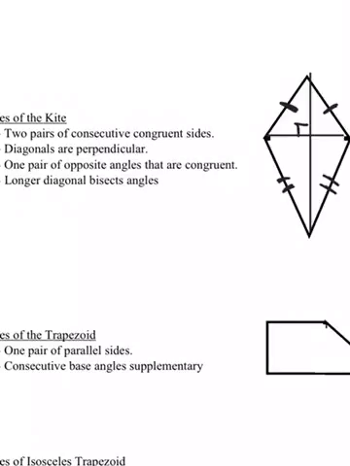Also, 1 pair of opposite angles are congruent. The angles located across the shorter diagonal are going to be congruent. So we label this A, B, C, D. D and B are congruent angles. A and C will not be congruent. But what does happen with A and C is that the longer diagonal will bisect. So here, these 2 angles are congruent, and up here, those 2. Okay, so that's what's going on with the kite.